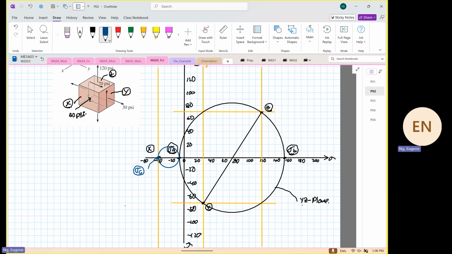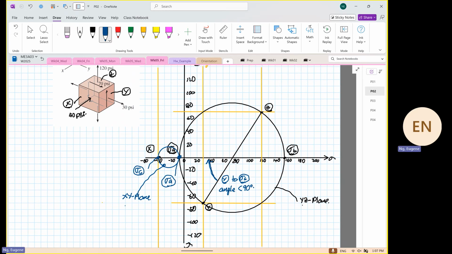So an easy way to look at it is from here to point A. So this is our stress A, right? From Y to point stress A, the angle is less than 90 degrees, right? Okay. So when that's the case, this circle over here represents our XY plane.